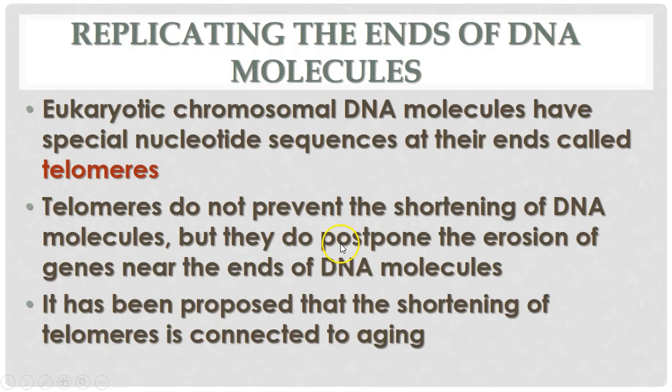In eukaryotes, there are special sequences on the ends of chromosomes called telomeres. The telo part means the end, okay? And the telomeres don't prevent the shortening, but they postpone the breaking away of genes that are located near the ends. And so some people think that the shortening of telomeres is related to aging.